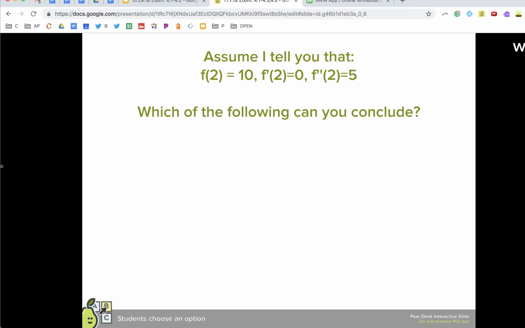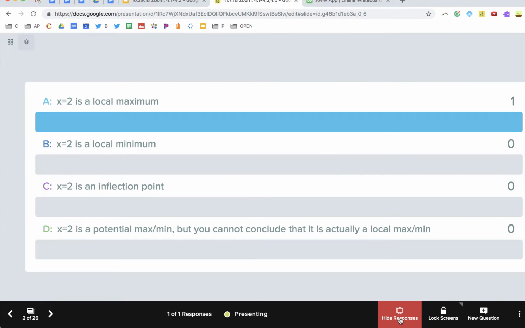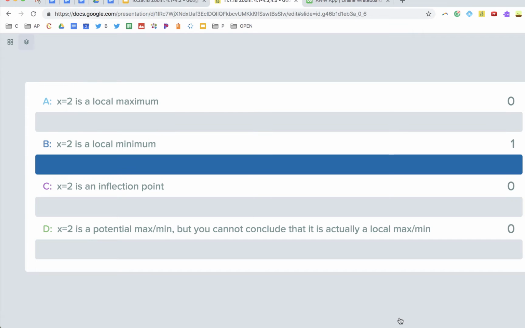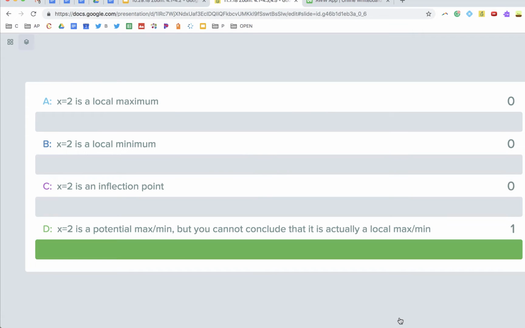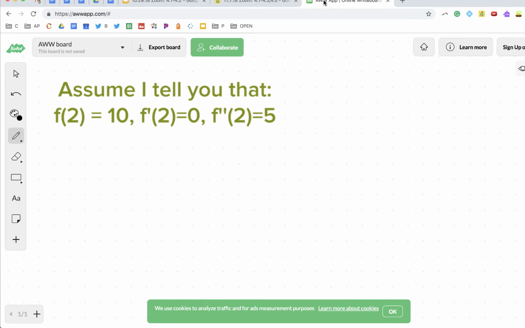So let's get into things. Let's start with this question here. Assume that I tell you that f of 2 is 10, f prime of 2 is 0, and f double prime of 2 is 5. Which of the following can we conclude? The multiple choice options are: is it a local minimum, a local maximum, an inflection point, or a potential max or min, but you can't conclude which one. So let's take a look here and see.